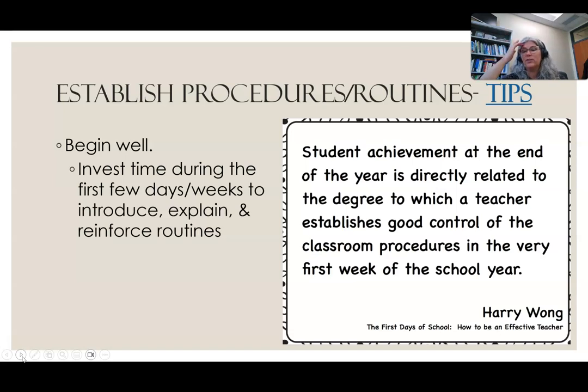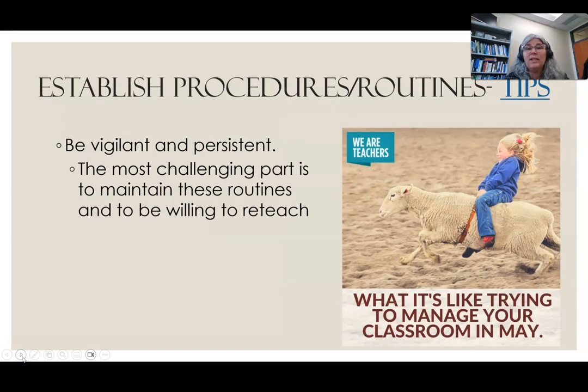Check down below. So this is from Harry Wong. Writes a lot of great books on classroom management. Student achievement at the end of the year is directly related to the degree to which a teacher establishes good control of the classroom procedures in the very first week of the school year. Be vigilant and persistent. The hardest part is maintaining this all year long.